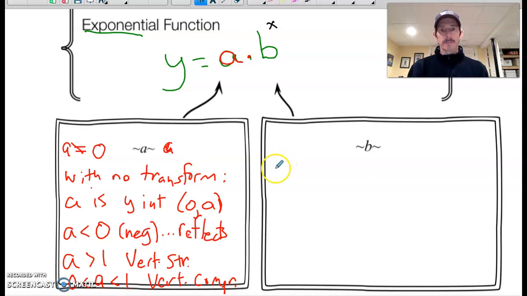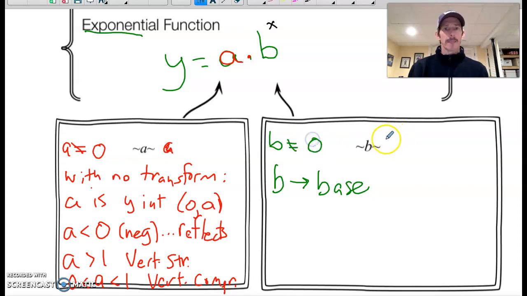So this B is what we're going to call our base. It is the base with an exponent up here. B has some other stipulations as well. B cannot be 0. And for an exponential function to truly be a function, B has to be greater than 0. We can't have any negative bases.